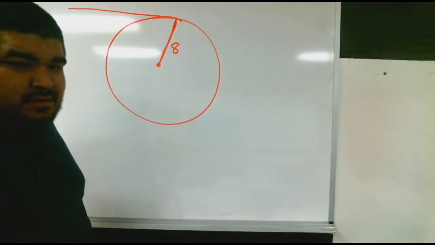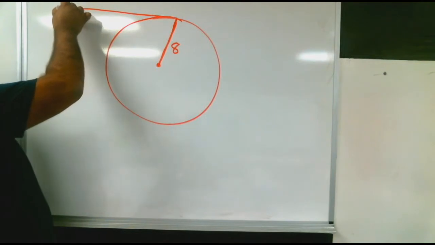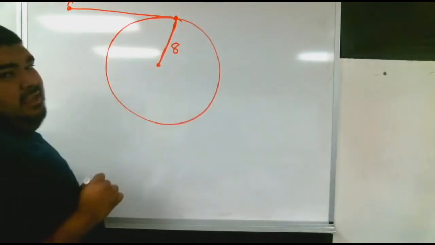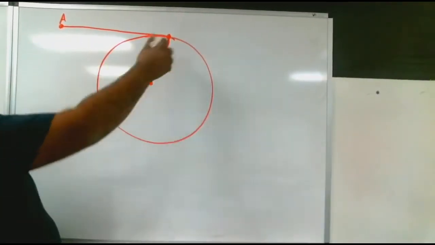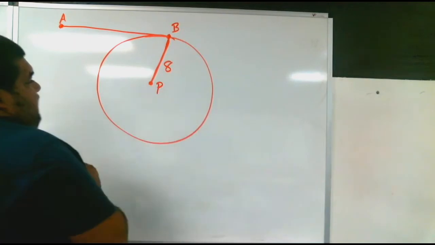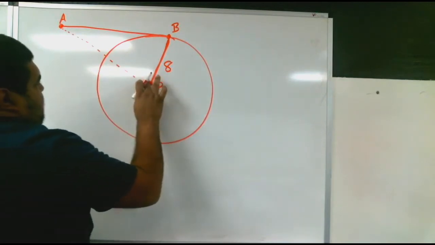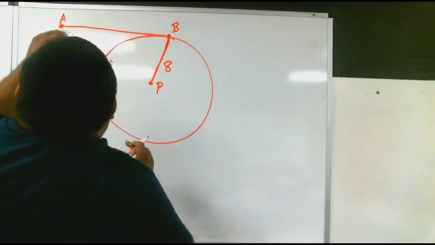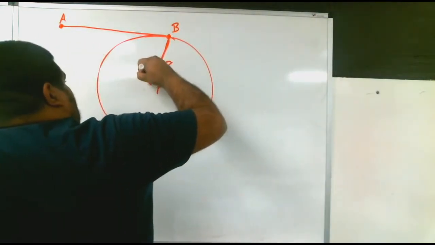We want to find the distance from here, from the A, let's say this is A. We have A, we have the intersection of the radius and the tangent, which is B. We have circle P. We also have a line that goes from the center to A.